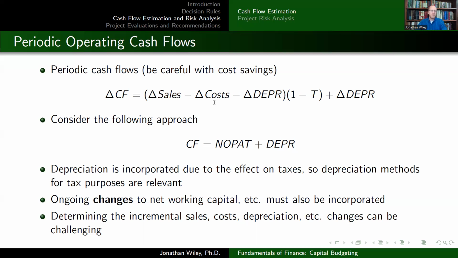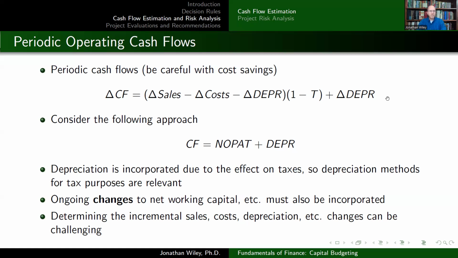Now, once you've found the depreciation expense figure, you're going to factor it into your change in cash flow calculation. That's going to affect your taxes, but then you have to add that number back before you're done finding your operating cash flow for the period. Now, it's also worth noting that a project could trigger an ongoing change in net working capital. So if there is an ongoing change year after year in net working capital, then you would need to factor that in. And again, an increase in net working capital would be an outflow, and a decrease in net working capital would be considered an inflow.